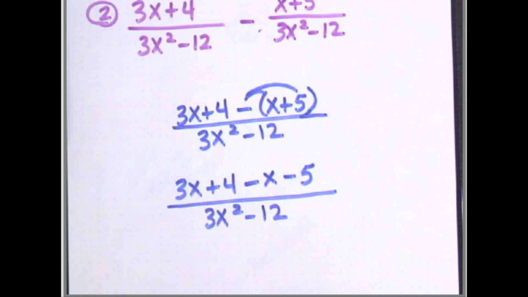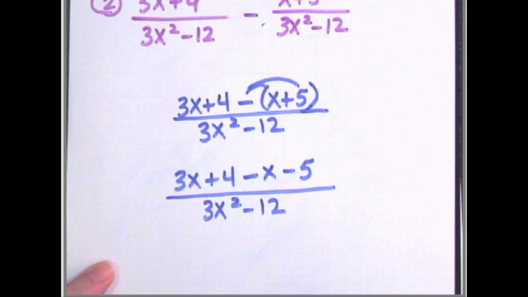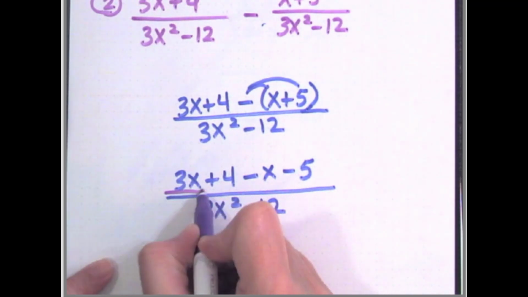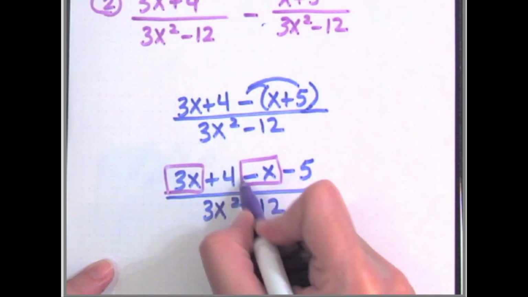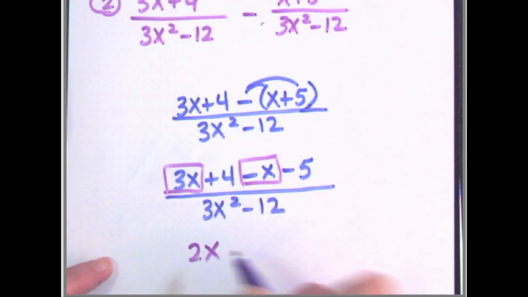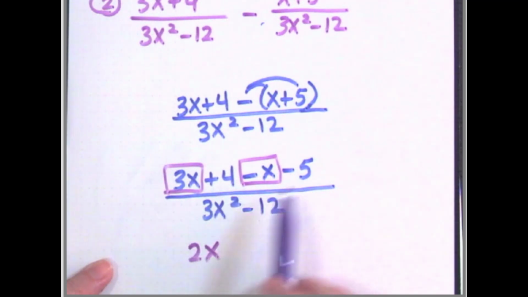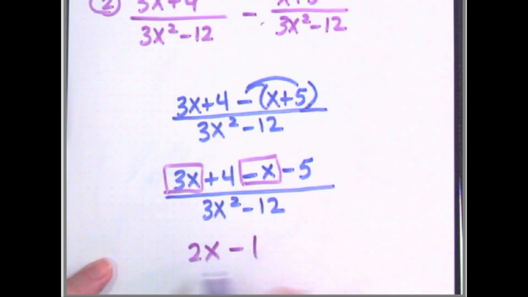Now we're going to be looking to simplify the numerator, so we're looking for like terms. Here I have a 3x minus x, so that's going to give me 2x, and that leaves me with 4 minus 5, which is negative 1, all over my common denominator.